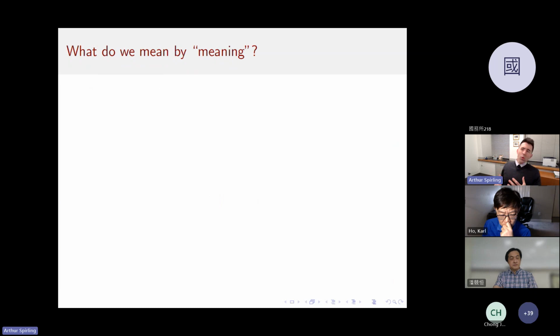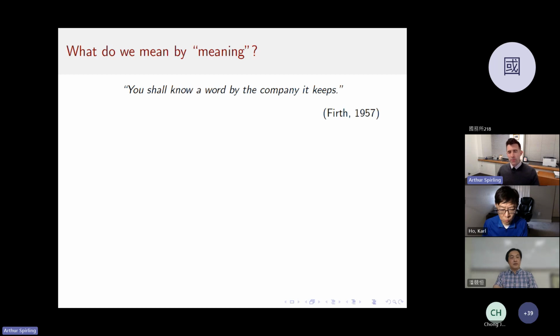But as I've been talking, it's been ambiguous. What do I mean by meaning? We need to pin things down. We have a sense of what the term might mean, but at the moment it hasn't been very scientific, at least as I've been talking about things.